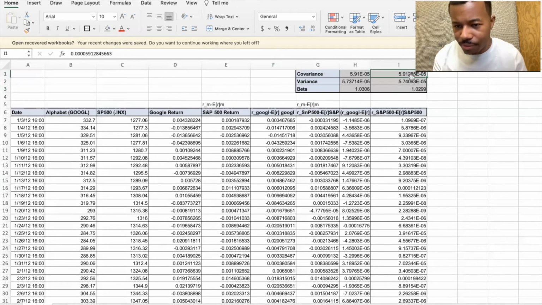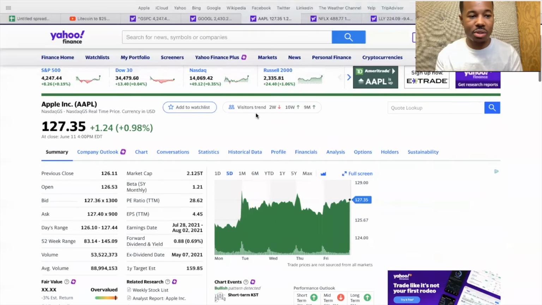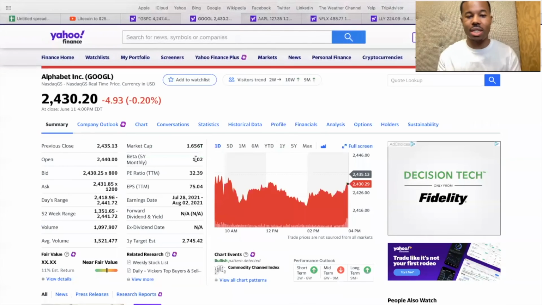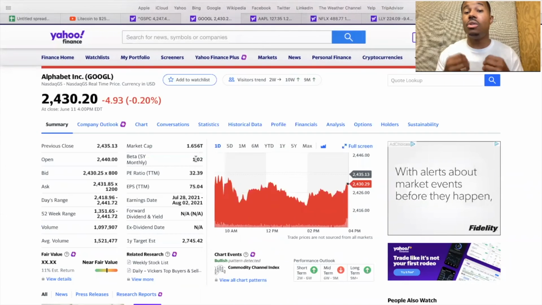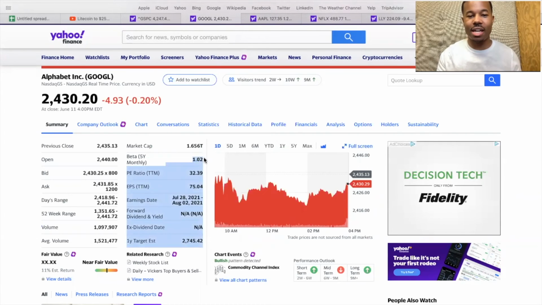The end result is 1.0299 for the beta of Google. This is volatility compared to the S&P 500. Let's see what it is for Google on Yahoo Finance: 1.02. That's after you do all the data and your due diligence. You'll get close to what even Yahoo Finance has.